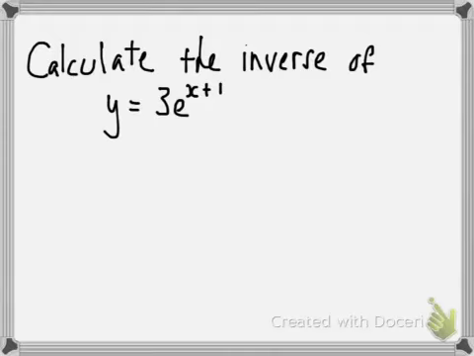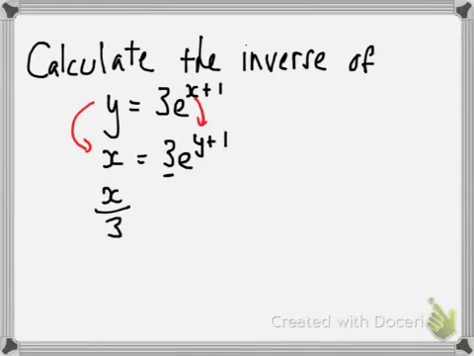Calculate the inverse of y equals 3e to the power of x plus 1. The first thing I do here is interchange, or swap, x and y over. So x equals 3e to the y plus 1. You can see if you compare the first line to the second, y has become x and x has become y. Our task after that is to isolate y again. The first thing I might do to get y by itself is target this 3, so I divide the other side by 3. x over 3 equals e to the power of y plus 1.